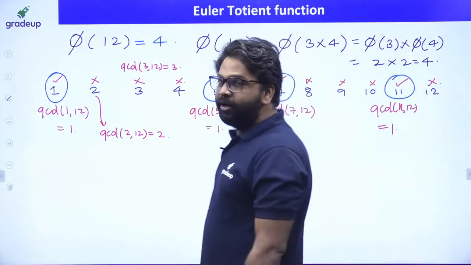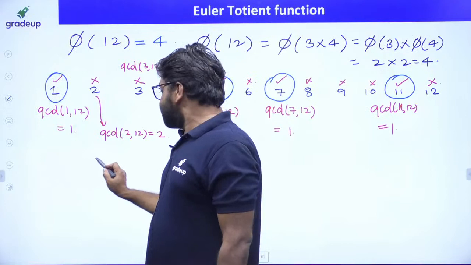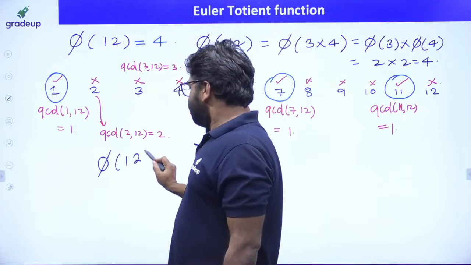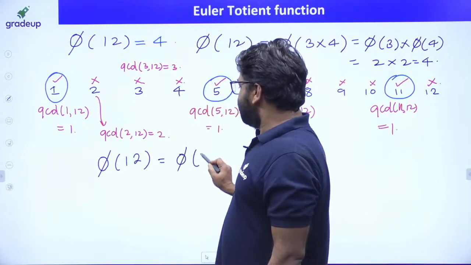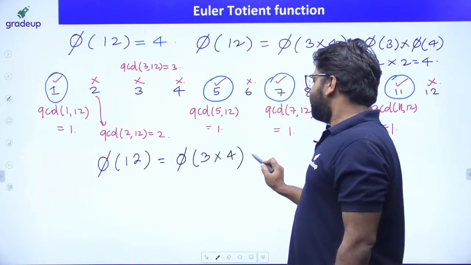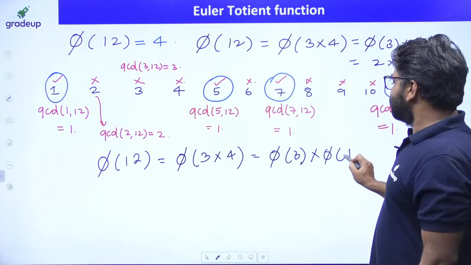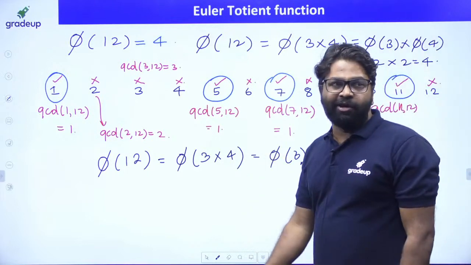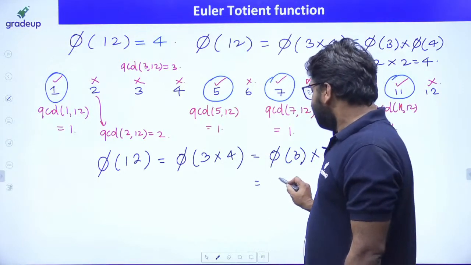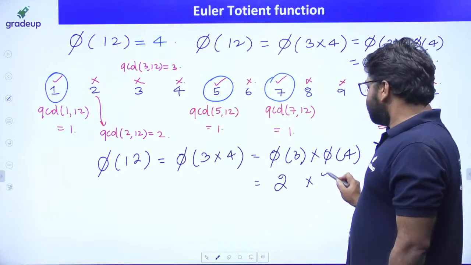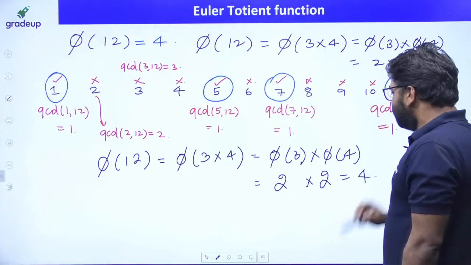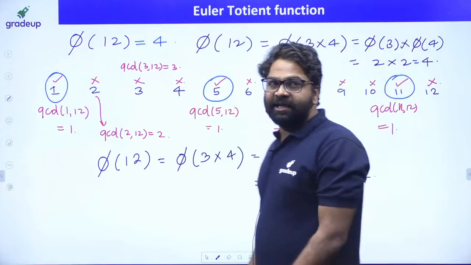As we can see in the previous slide, I'll write one more time, totient function of 12 can be written as 3 into 4, and then this can also be written as totient function of 3 into totient function of 4. In the previous slide we have already seen that totient function of 3 is 2, and totient function of 4 is also 2. So the total answer that we are getting is basically 4.